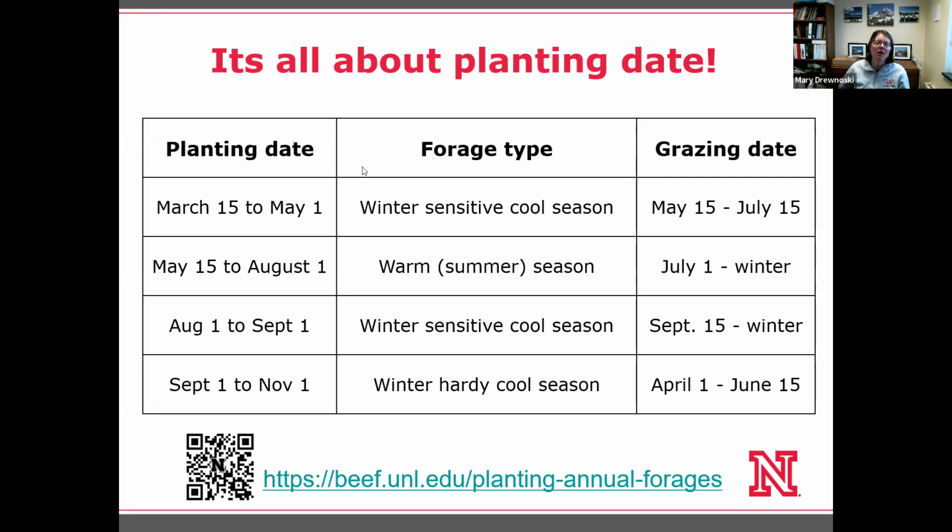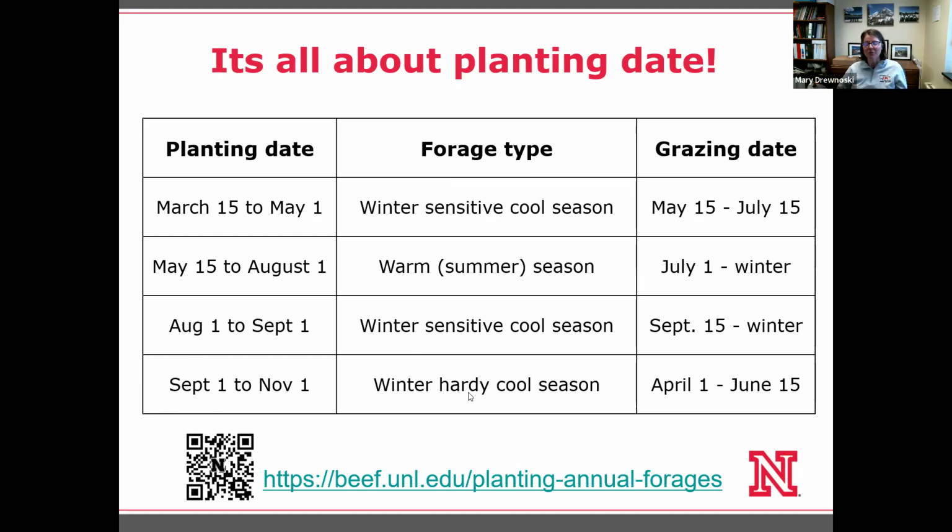And so these winter sensitive cool seasons like oats can fill the gap in May to July, but they're not going to give you the really early grazing. If you're really looking for early grazing, then we need to skip down to this last class, which is the winter hardy cool season species. And we're going to plant them in the fall, so September up to about November.